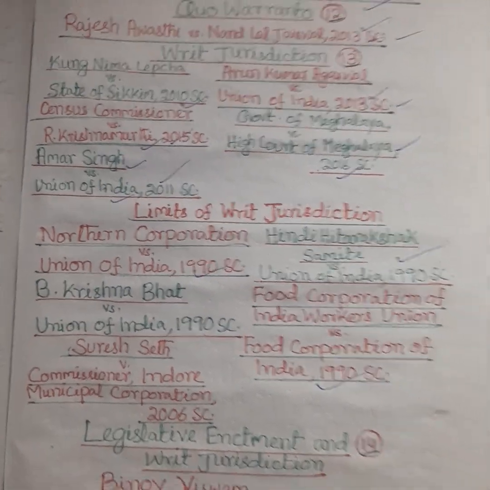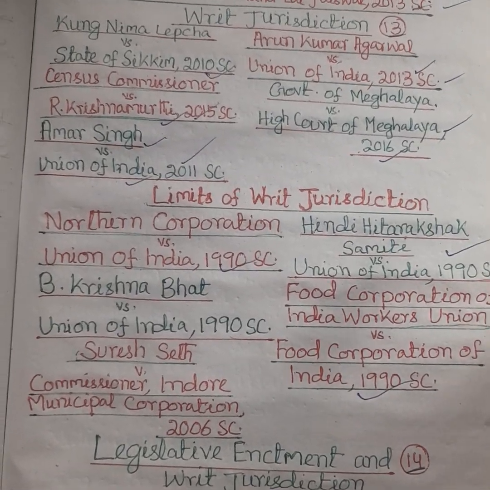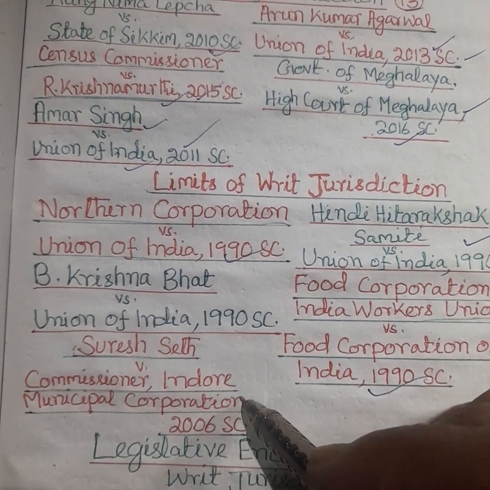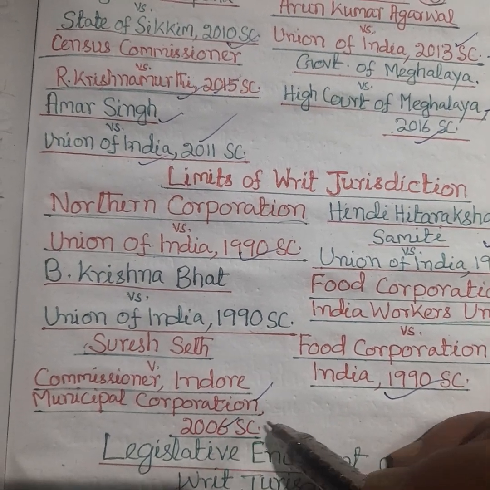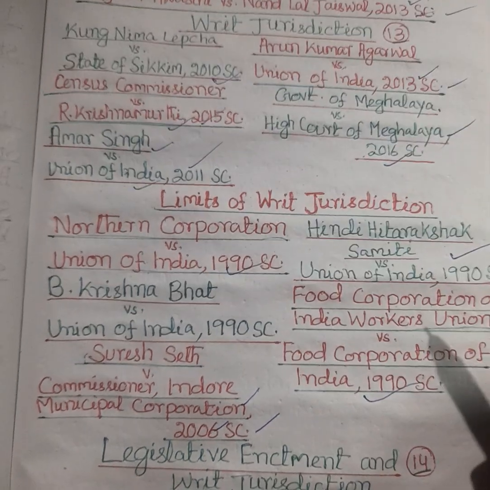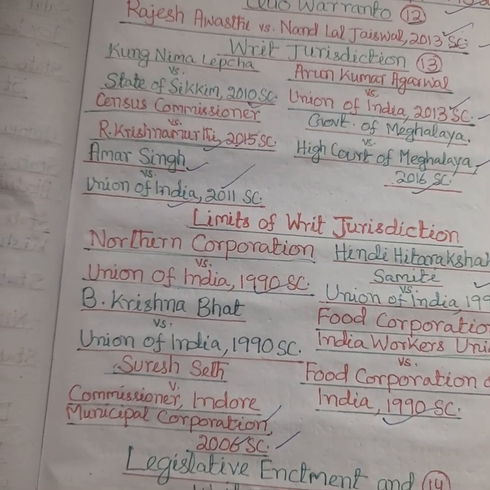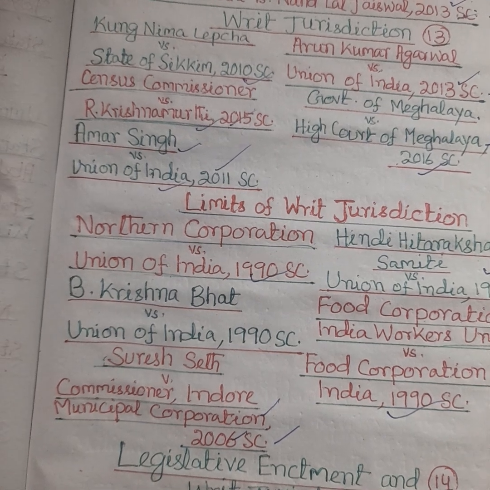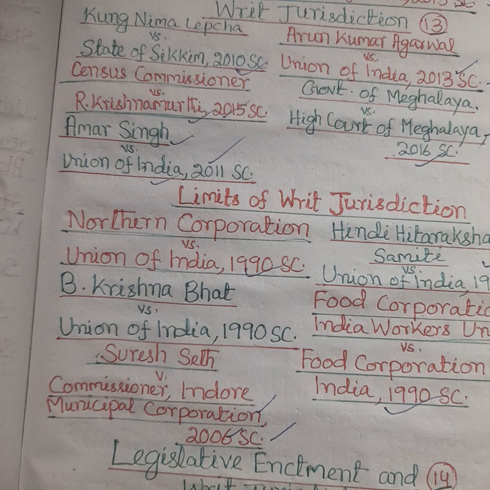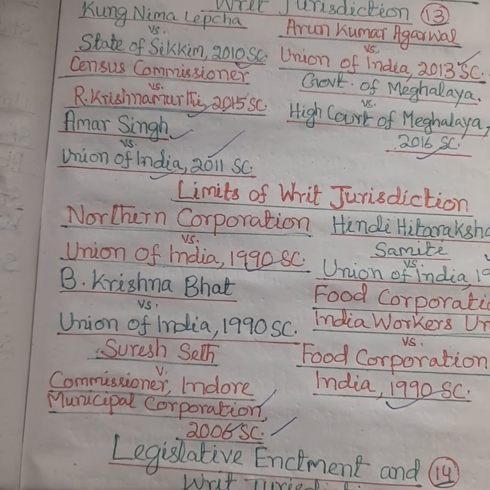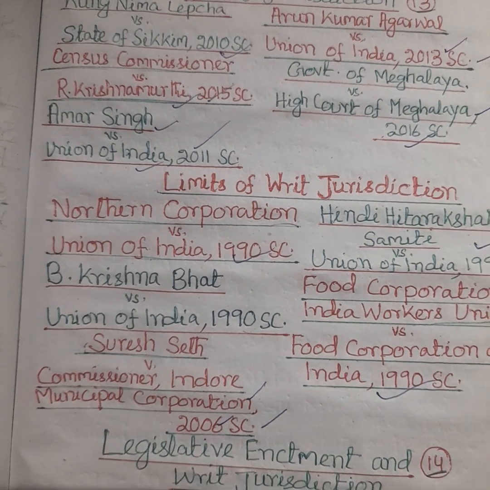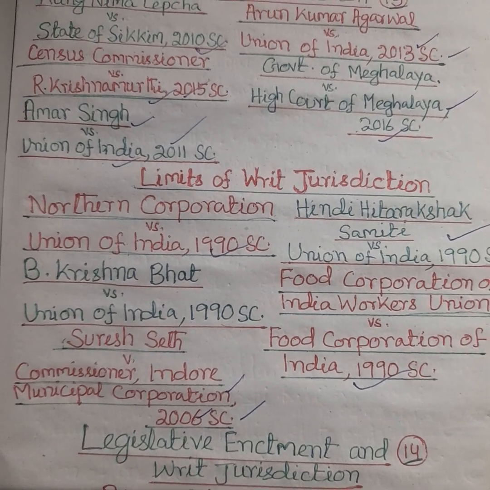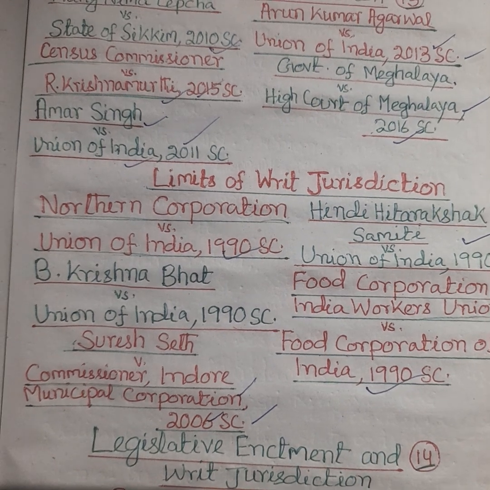And now we'll go to another important leading case, and that is Suresh Seth versus Commissioner, Indore Municipal Corporation, a case of 2006 where the Supreme Court made the observation that the court cannot direct the legislature to make a particular enactment, as it was declared in this important leading case regarding the limits of writ jurisdiction as interpreted by the Supreme Court.